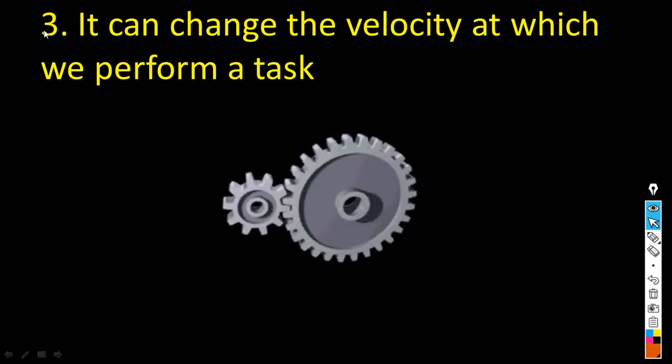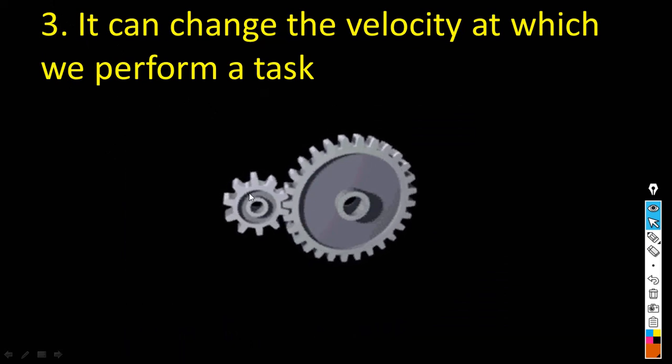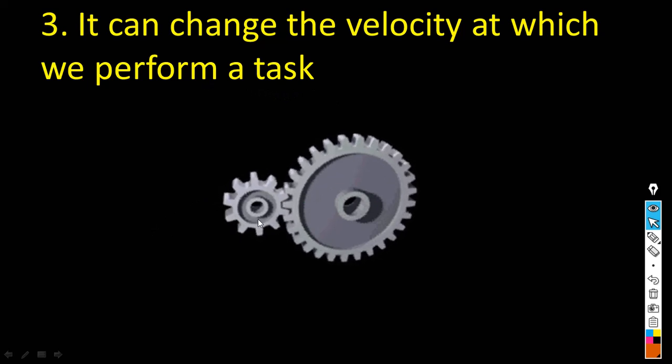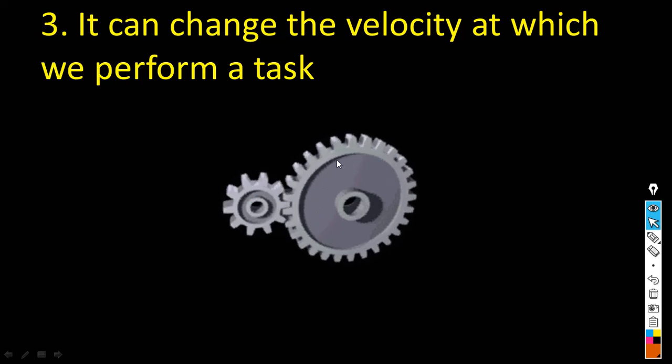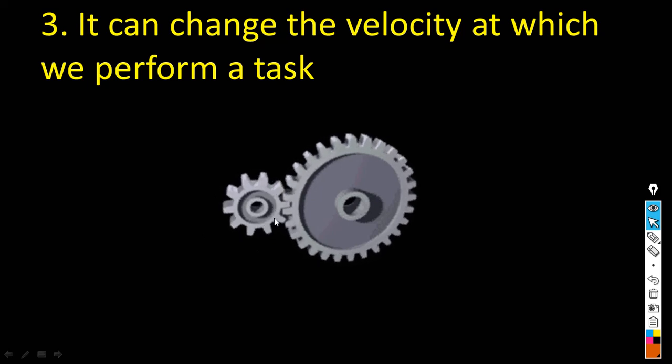Okay, now I also said that a simple machine can be used to change the velocity at which we perform a task. Look at these two gears. By the way, this is known as a gear, un engrane, gear. Okay, so pay attention to these two gears coupled together, and look that the biggest one rotates very slowly. Okay, and the small one rotates faster. Can you see? So this allows you to change the velocity of a task.